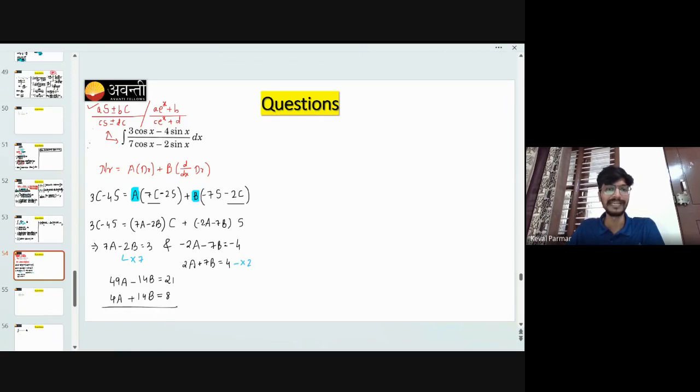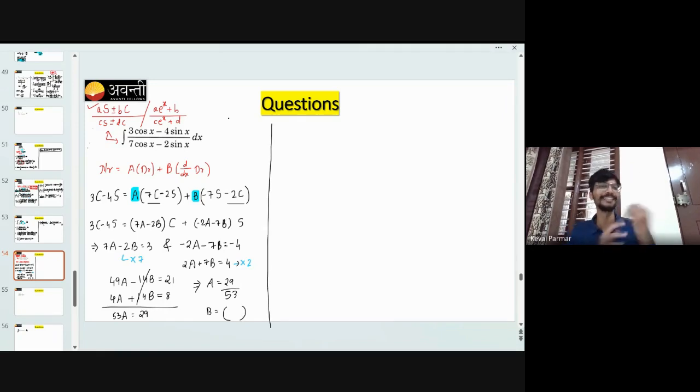क्या करने वाला हूं मैं? Add. दोनों को add. If I add, this is cancelled. 53a is equal to 21 plus 8, 29, implies what I get? A is 29 by 53. Similarly, I'll get B. Now this, I am hoping you all know. Simultaneous solve karna, you will have studied in 9th and 10th standard. So I'm not calculating it. I'm just hoping that you will get B.